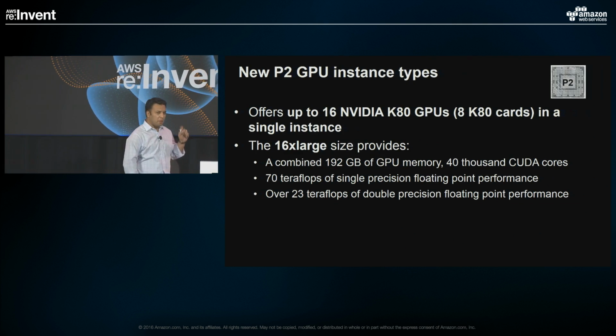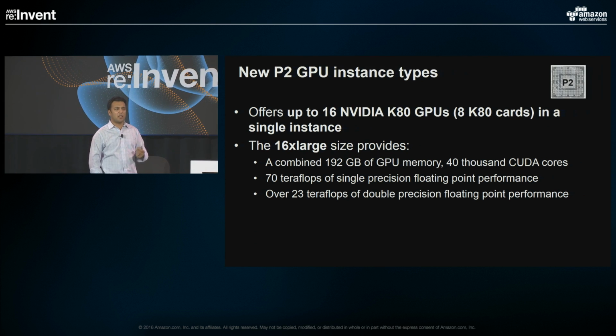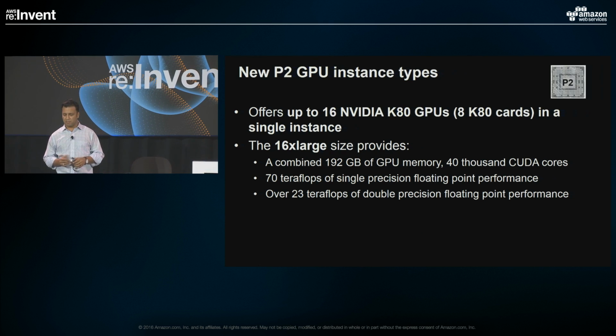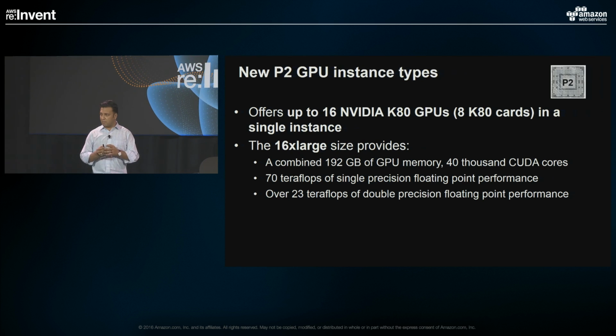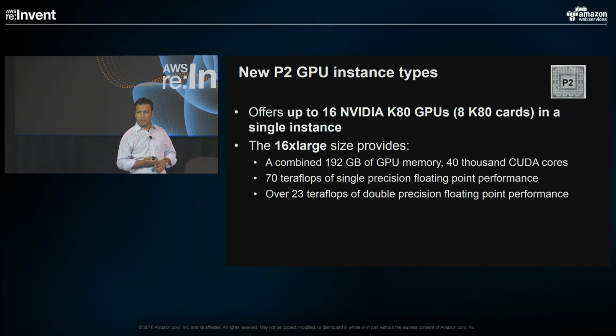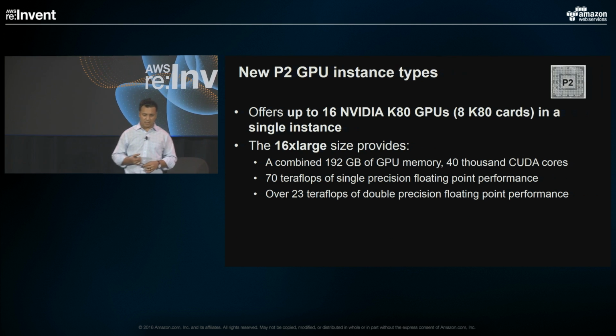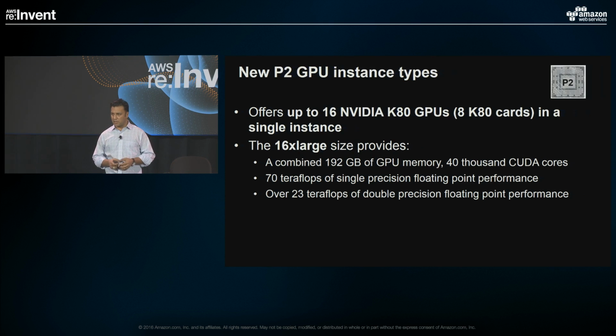P2 is a general purpose GPU instance family. What that really means is you can leverage P2 instances for a variety of workloads. It doesn't have to be just graphics processing or video processing. You can use P2 instances for many different things. Our largest P2 box has 16 NVIDIA Tesla K80 GPU cards, and you get that on a single instance. It's really difficult to get this much GPU power in a single instance, so the 16X XLarge provides you with that.